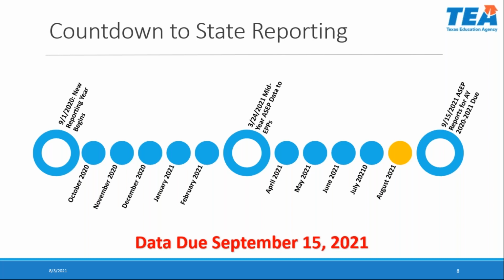So here we are now in August, and state reporting for 2021 data is right around the corner. The due date does not change since it is specified in TAC. The due date is still on or before September 15th. And the data you report does not change because we just learned on a previous slide the data reporting requirements in TAC have not been waived or modified.